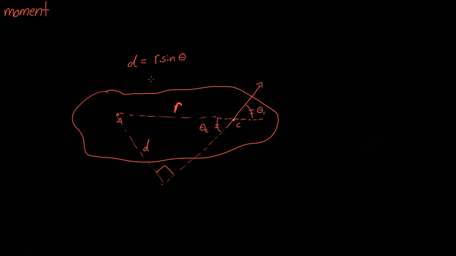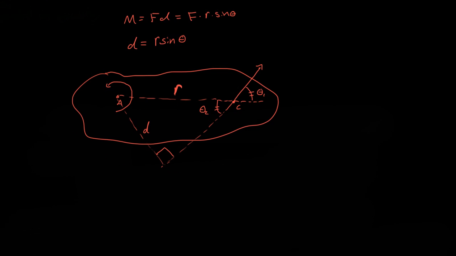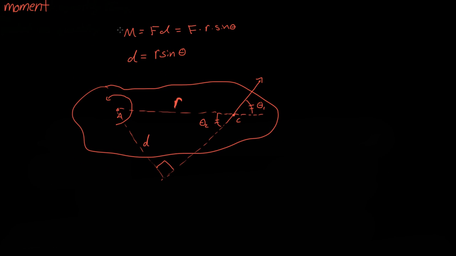And if we have D, then we can have the moment, which is equal to the force times the distance, or the force times r times the sine of the angle. So that's all the moment is. So the moment is positive, and in this case, the moment would be positive. So it's wanting to rotate this way, and that gives it a positive moment.